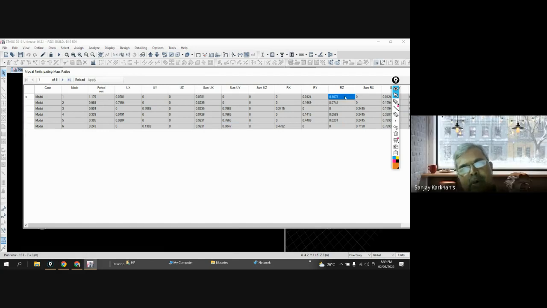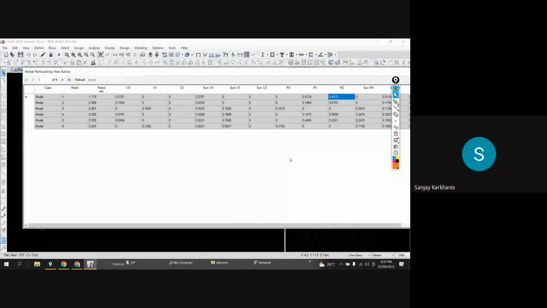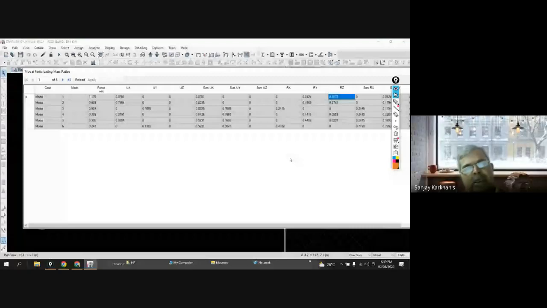But this is not allowed. I will not speak on this right now. I will talk about this later on. And see, right now this is not acceptable. That means the sizing of your columns, you may go for 300 by 750 outer, and you may go for lesser size in inner.